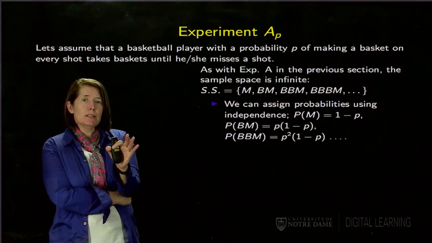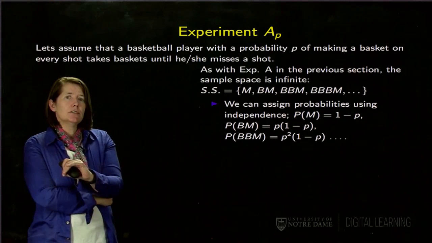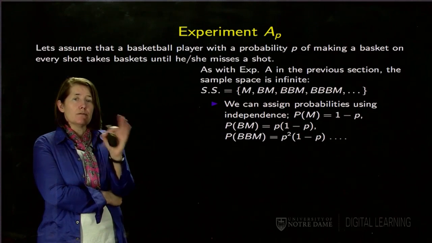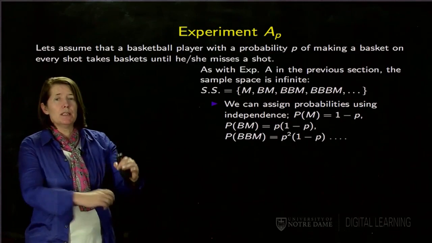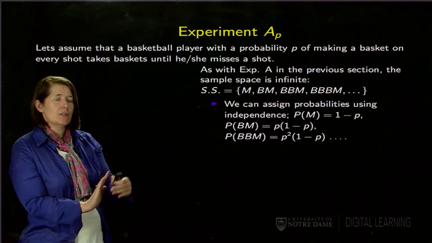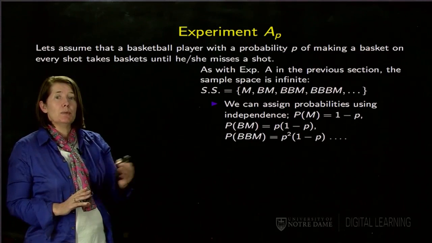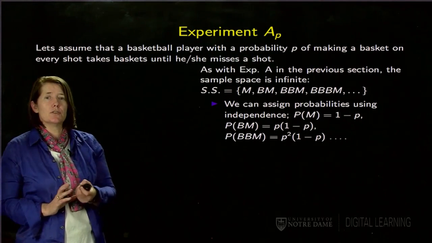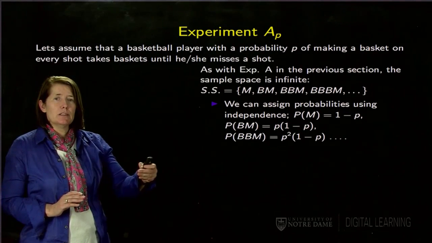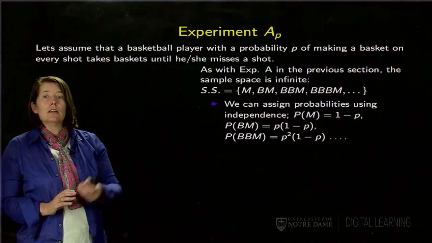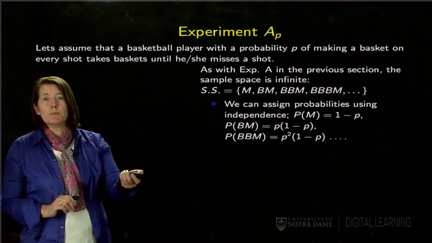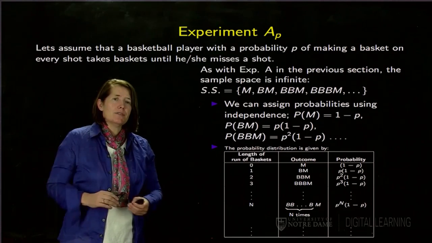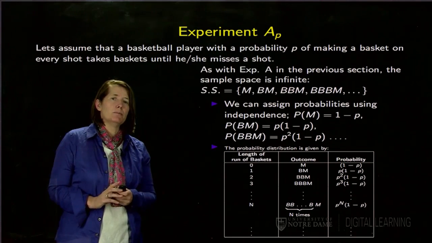The probability that they'll get a miss on any shot is 1 minus p. The probability that the first shot is a miss is 1 minus p. The probability that they get a basket and then a miss is p times 1 minus p. It's the product of the probabilities of those 2 events. The probability of a basket and a miss is the product of the probabilities, which is p squared times 1 minus p. And now we have this table of probabilities.